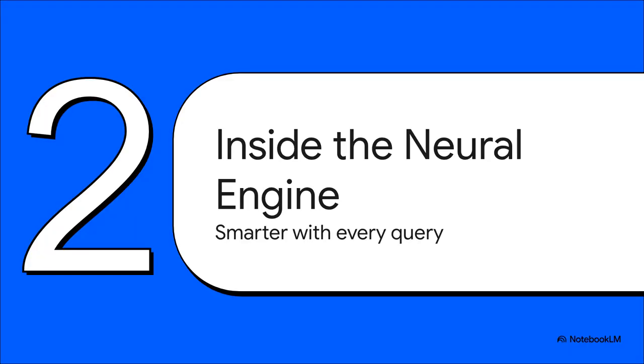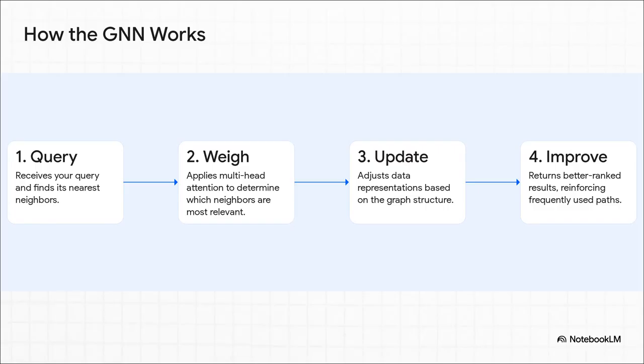Okay, so that's the what. But how does it actually do it? Let's pop the hood and take a look inside the neural engine to see how this thing gets smarter every single time you ask it a question. It all comes down to this really clever four-step process in the GNN layer. First, you make a query, and it finds the closest neighbors. Pretty standard stuff so far.